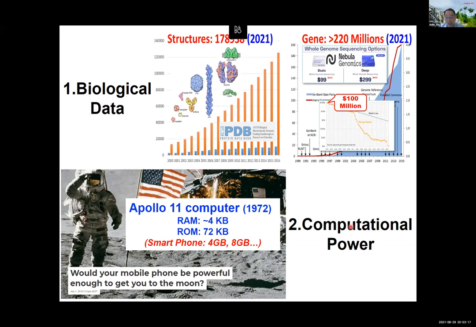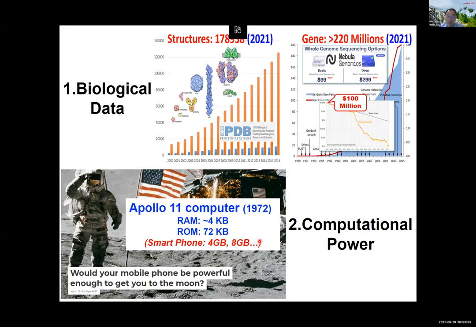Another thing is computational power. One of the examples I really enjoy is this one. In 1969, Apollo 11 helped human beings land on the moon for the first time. But at that time, the central processing unit for Apollo 11 had only a RAM of about 4 KB and a ROM of about 72 KB. Nowadays, any smartphone we have in our hand, no matter whether it's Apple, Samsung, whatever, can easily have 8G, or sometimes 16G or 32G.